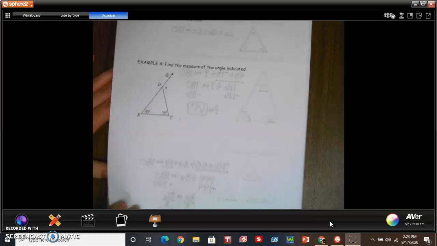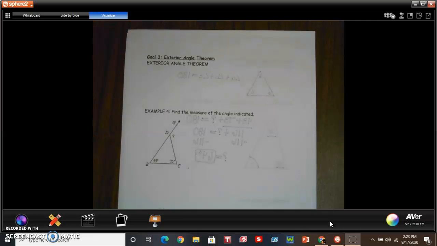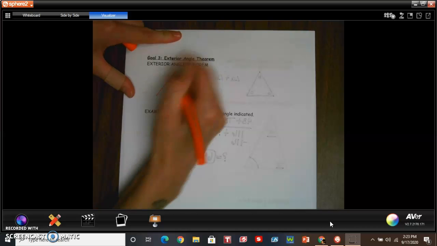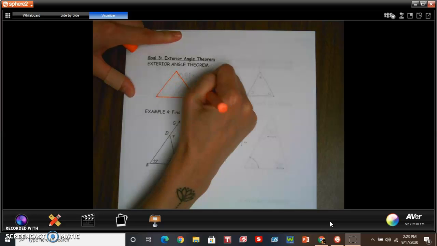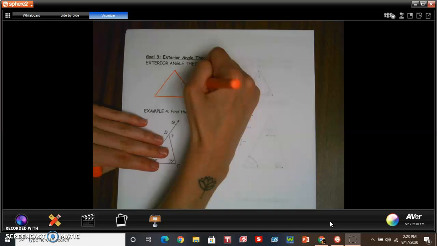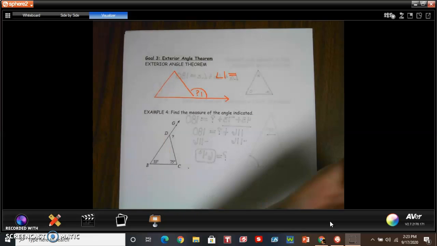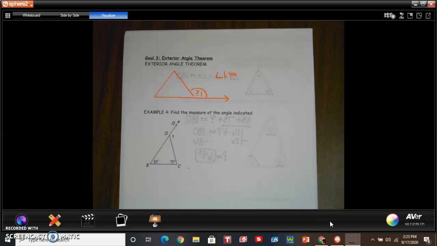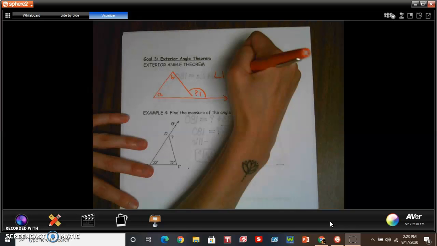We're flying. Let's go ahead and talk about goal number 3, the exterior angles theorem. The exterior angles theorem is telling us that if we have an angle that is outside our triangle, we're going to call this angle 1. It is equal to the two angles that are far away from it added together.